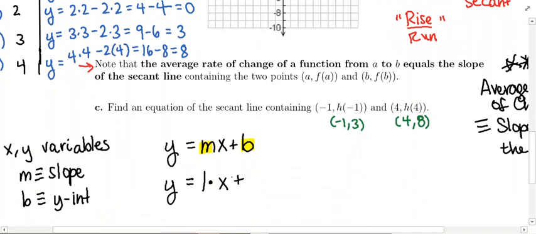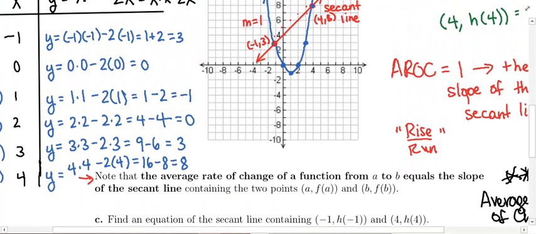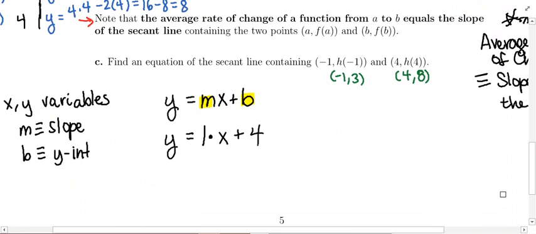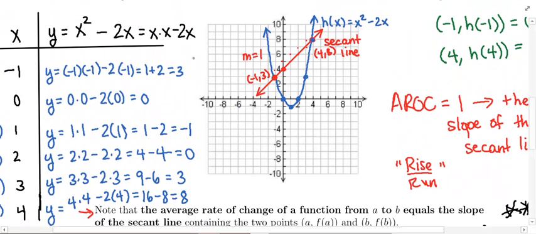So we're going to have 1 times x plus, now we need to go read the y-intercept off the graph. The y-intercept, remember, since the slope is 1, you're going to go up 1 over 1. So the y-intercept is going to be positive 4. And that's it, we filled in the m and the b. If we simplify this, the equation of the secant line is y equals x plus 4. So if we go back up here, this red line has an equation y equals x plus 4.